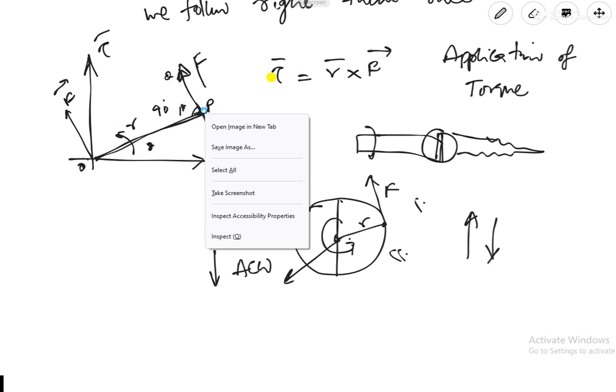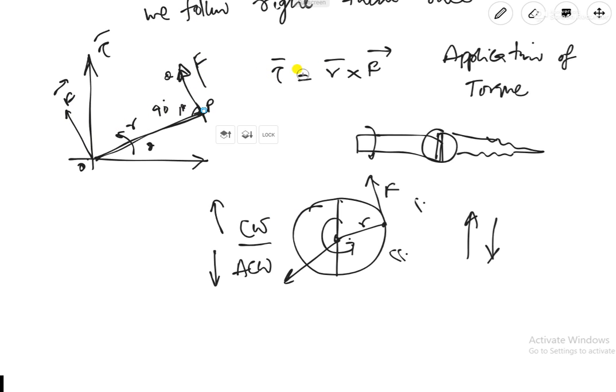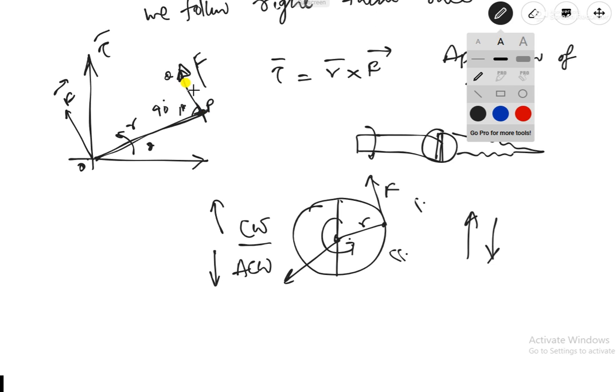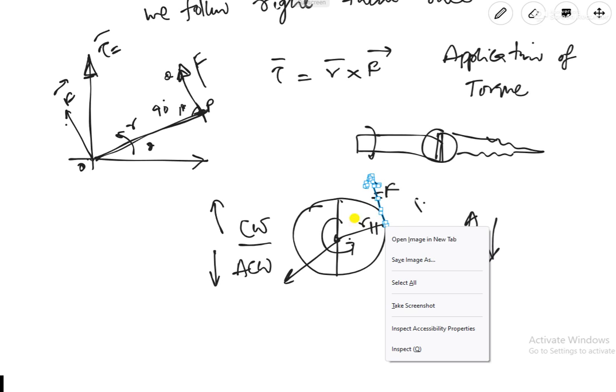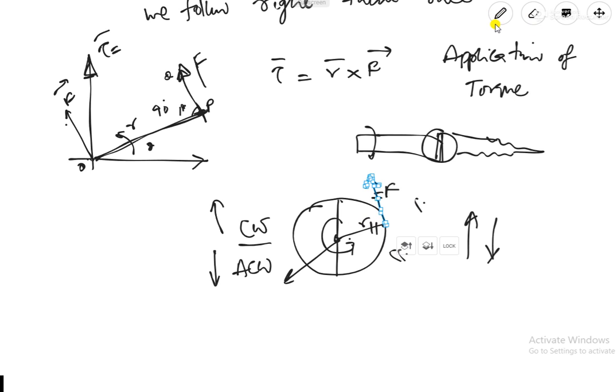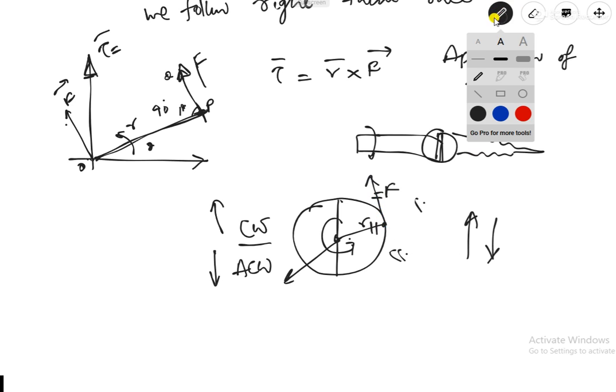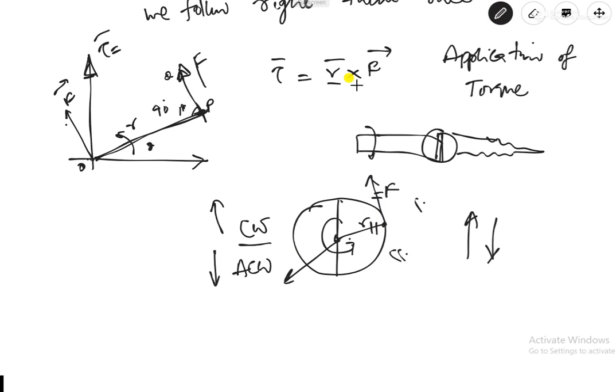So it comes directly toward your face, as a vector. Now suppose we shift this to the origin side. These two vectors give the torque, which acts out of the plane of the two vectors. Suppose R and F lie in the same plane. Then the torque will be a vector coming out of the plane, that means out of your screen. That is called the torque vector. So torque is radius cross force.